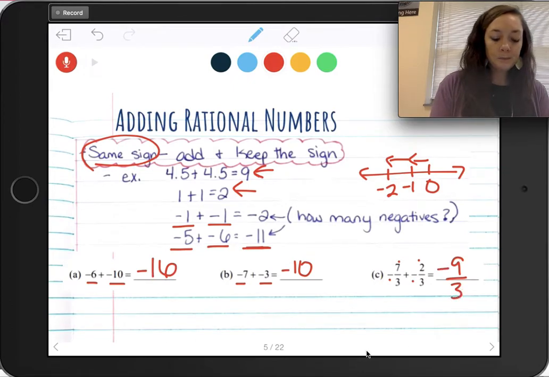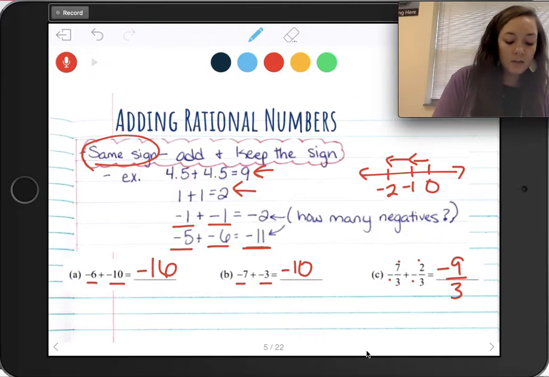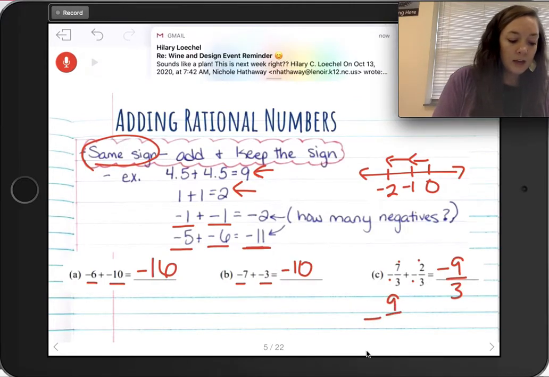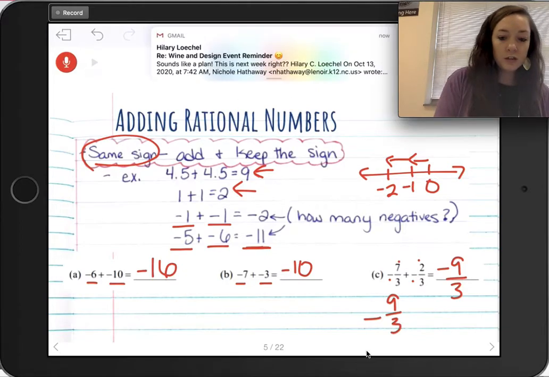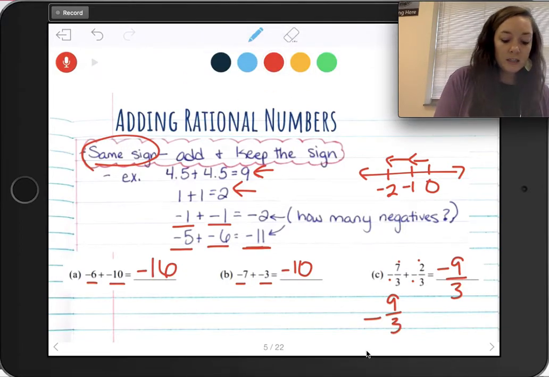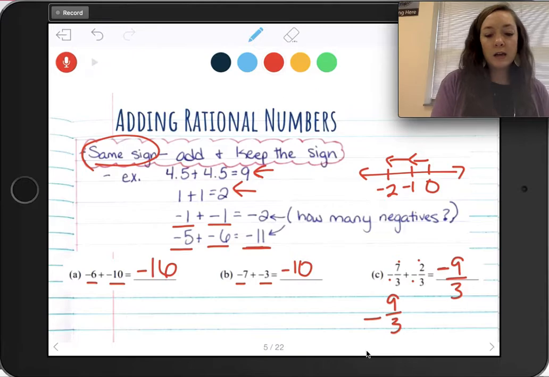Okay? And when you have fractions that are negative, you might see the negative sign out in front of your fraction, or you might see it up on the numerator as it is on here, okay? So either one of those is correct, all right?